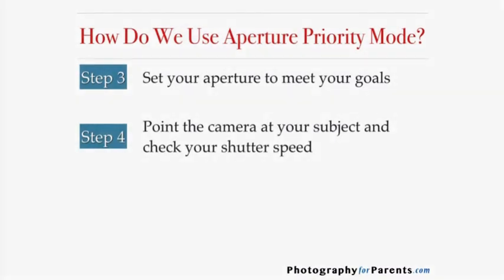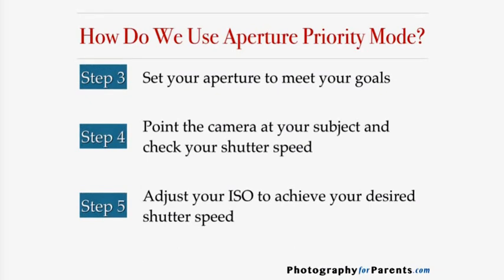Okay, so we have our aperture set and locked in what we want it to be. We're pointing the camera at our subject, and we're checking what our shutter speed is. Now, that's real important. The next step is that you want to adjust your ISO to achieve the desired shutter speed. So if you're doing an event like a sporting event, action's fast, you want to freeze that action. You know you want a shutter speed 1/800th of a second, or 1/1000th of a second, or even faster.